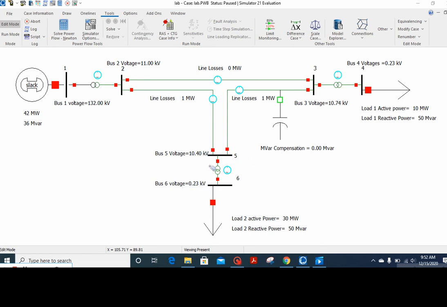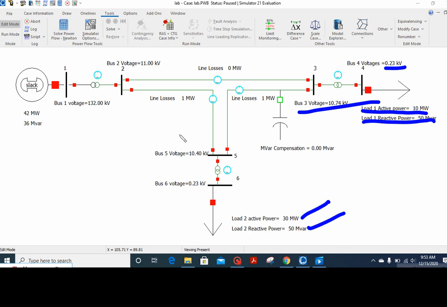We are repeating this same procedure here, converting from bus number 3 where there is 11 kV voltage. These are nominal voltages, but due to line losses we are having here 10.74 kV, and we are getting our bus number 4 to 230 volts. After that we connected a load which has active power 10 megawatt and reactive power 50 megawatt, and same here 30 megawatt and 50 megawatt.